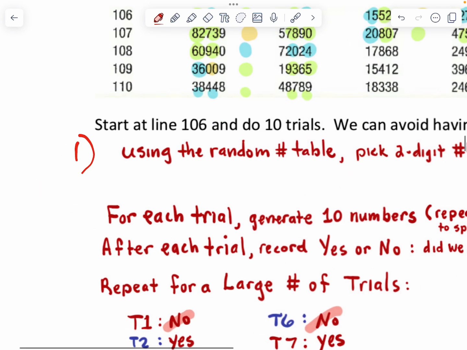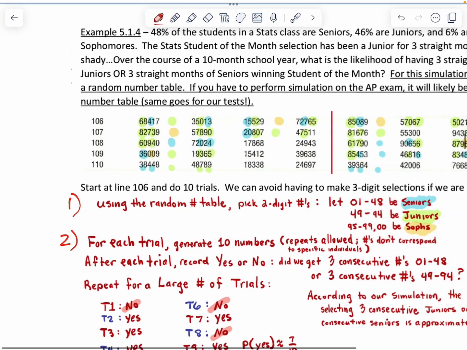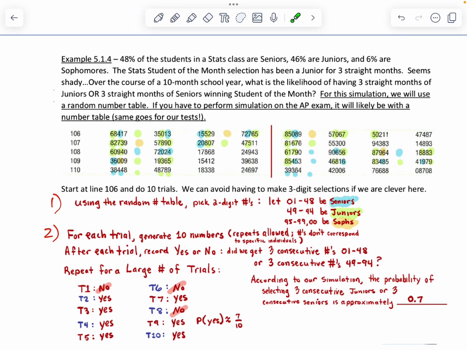Step 2 is what are we going to do for each trial? So if you start looking at our random digits table, the first 2-digit number I see is 68. What does that mean? Okay, so let's look at our legend here, or our key. 68 happens to be a junior. That means the first student that I called for student of the month was a junior. The next number I'm seeing is 41. Okay, great. So 41 represents senior. That means the second student of the month was a senior.